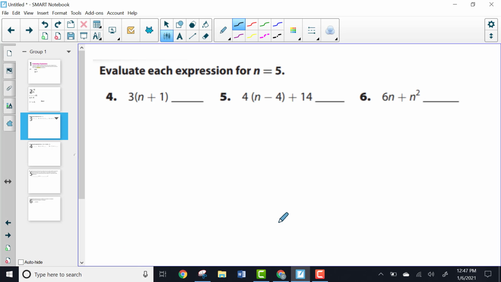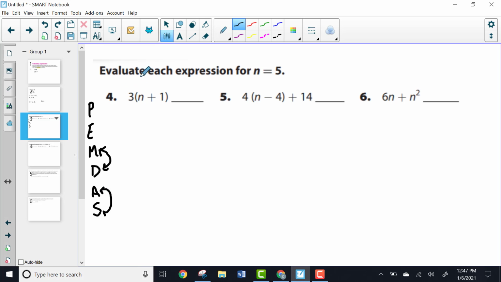Now let's look at evaluating expressions with the idea of order of operations. We talked about order of operations in Module 9, and we know that we have Please Excuse My Dear Aunt Sally. Remember, we have parentheses first, exponents, multiplication or division, whichever one comes first in order from left to right, addition or subtraction, whichever one comes first in order from left to right.